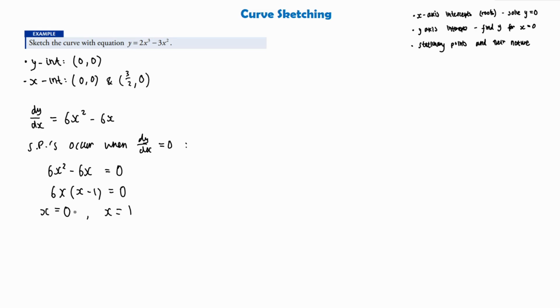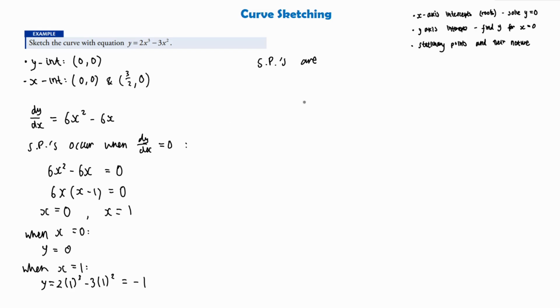So how do we work out the y coordinates now that we've got them? Well, we simply just substitute them back in to the equation of the curve. So when x is equal to 0, we can just see that y is going to be equal to 0. So that's the first one. And when x is equal to 1, this time we will actually substitute it in to get that y equals 2 times 1 cubed minus 3 times 1 squared, which is just 2 minus 3, which is going to be minus 1.